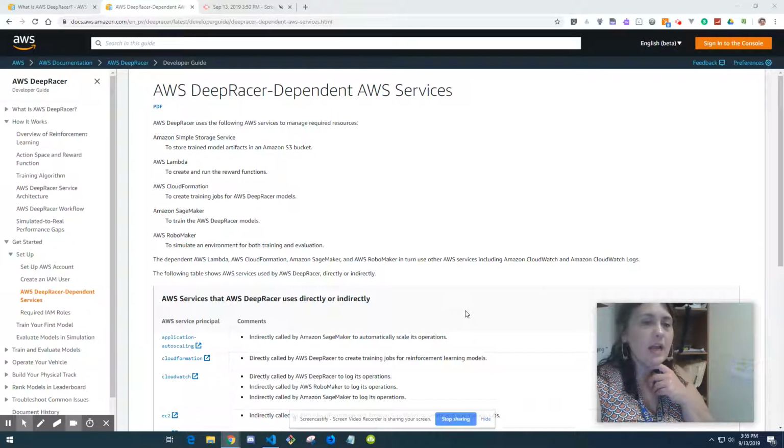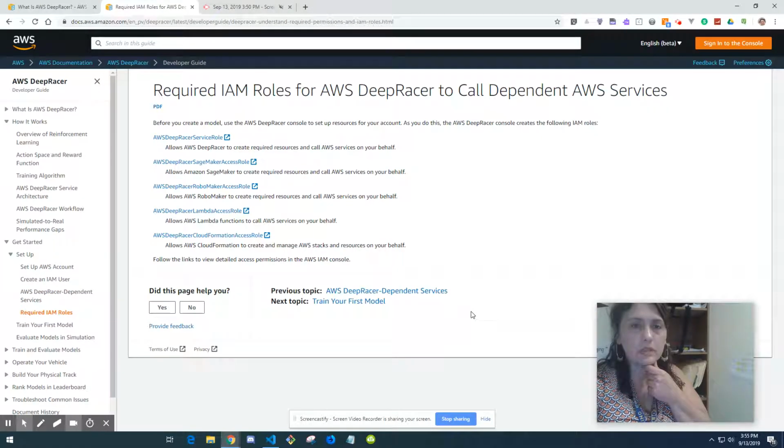So I want to talk about IAM services next. So there are IAM roles. IAM, Identity Access Management, is what IAM stands for, that you will be required to have to create this DeepRacer model. Before we create a model, use the AWS DeepRacer console setup to set up resources for your account.